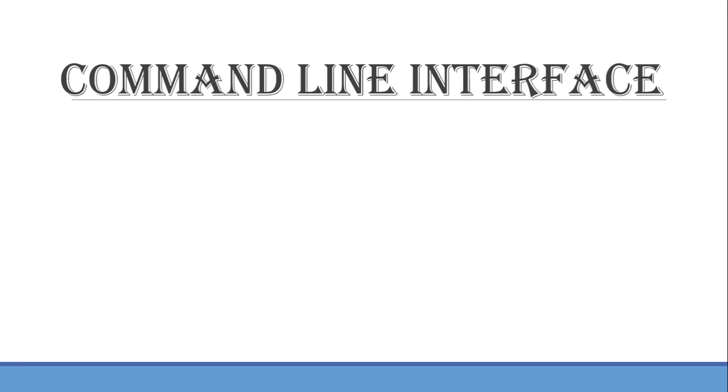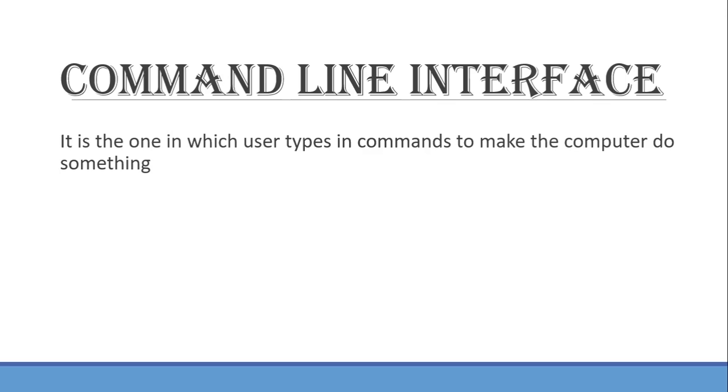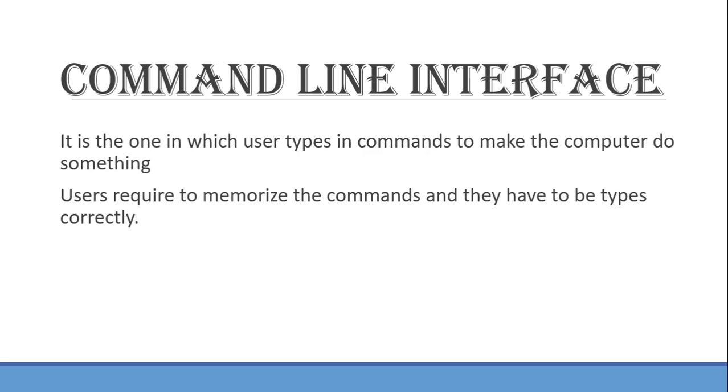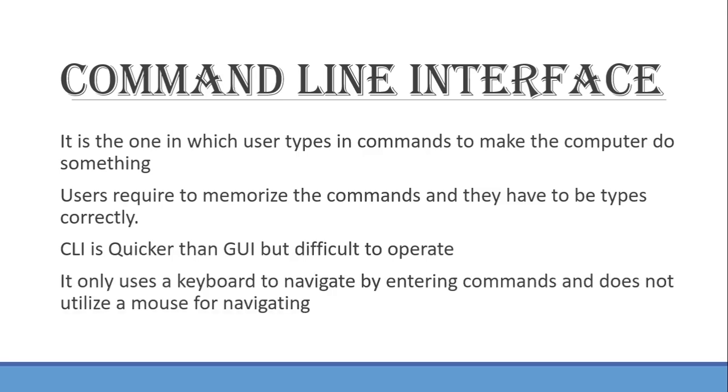If you focus, you can find the words command line. An interface in which we can interact with the machine on the basis of commands in the form of a line or a sentence is known as a command line interface. It is one in which the user types in commands to make the computer do something. Users are required to memorize the commands and they have to be typed correctly. CLI is quicker than GUI but difficult to operate. It only uses a keyboard to navigate by entering commands and does not utilize a mouse for navigating.